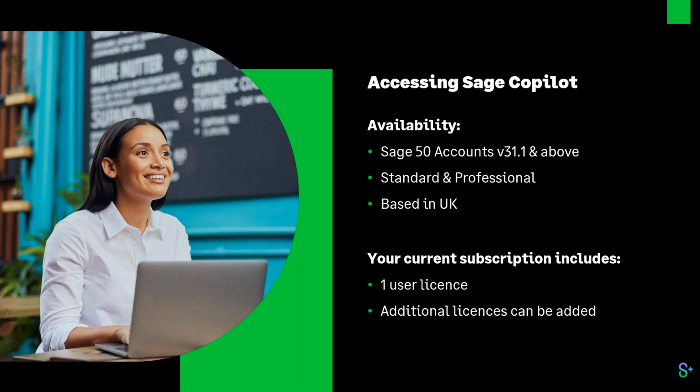So if you're currently based in Ireland, even though you might meet those first two parts of the criteria, you won't actually have access to Copilot just yet. There is no time scale for that one just yet either. I get asked about that one all the time. Now, your current subscription includes a single user license. Additional licenses can be added to your subscription if required.